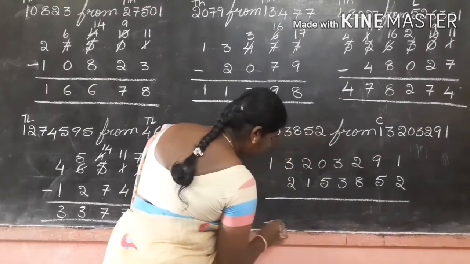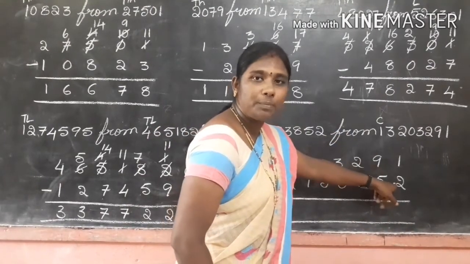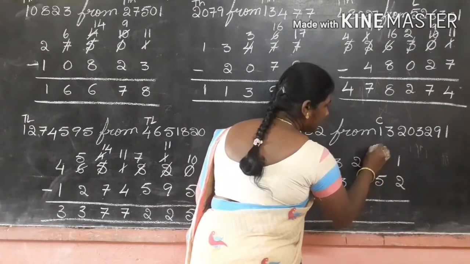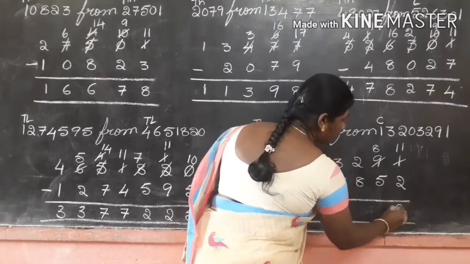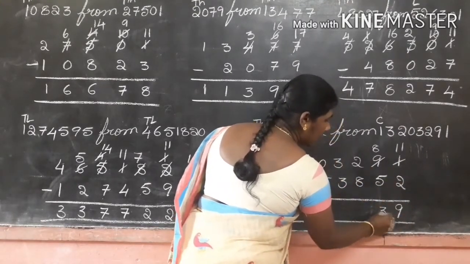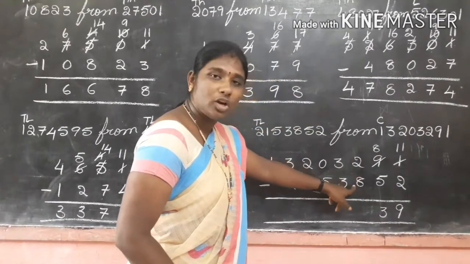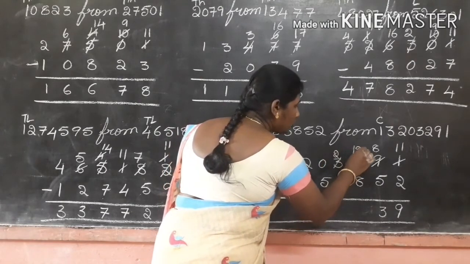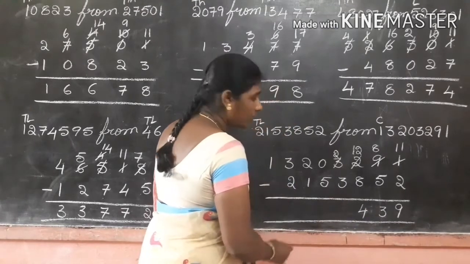Now we have to do the subtraction. Here 1 minus 2 not possible, no? We have to take the borrow. Here it is 8. Here we are getting 10 plus 1, 11. 11 minus 2, 9. 8 minus 5, 3. Next 2 minus 8 not possible. We have to take the borrow. Here it is 2. This 10 plus 2, 12. 12 minus 8, 4. Here 2 minus 3 not possible. We have to take borrow.